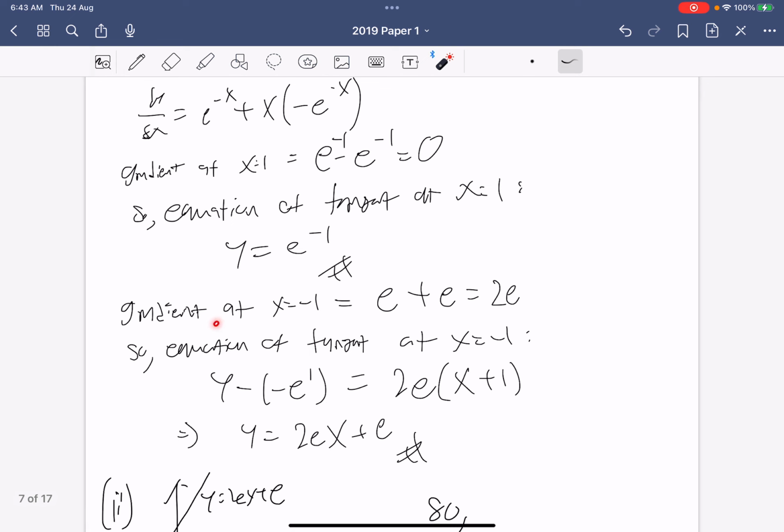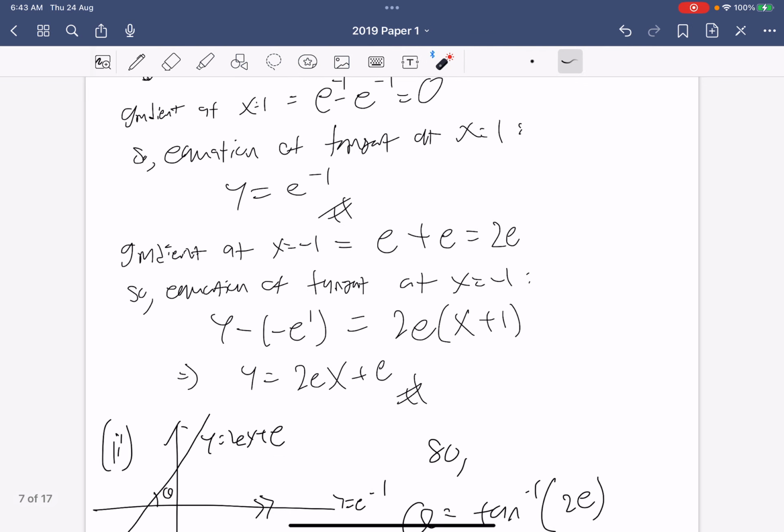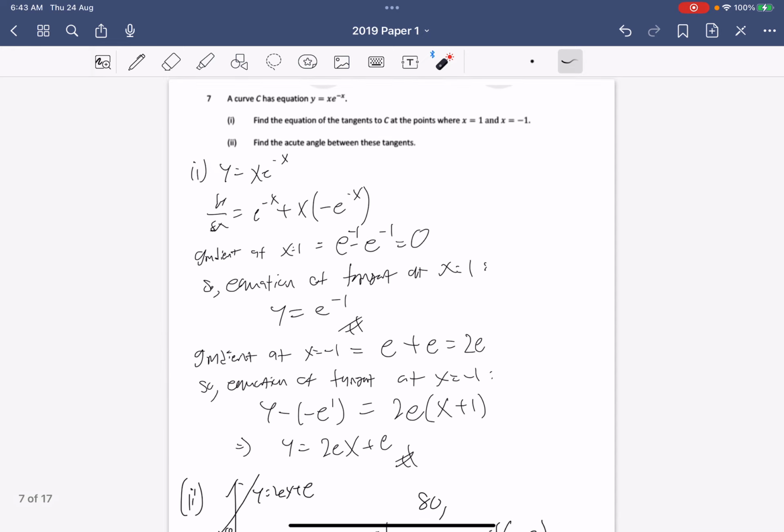And we need to find out the gradient at x equals -1. So we just sub in -1 here. We should get 2e, and so we can find the equation of the tangent using the y minus y1 equals m bracket x minus x1 formula, which will result in y equals 2ex plus e. So I hope this is clear.